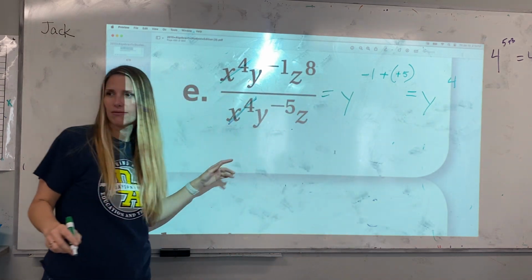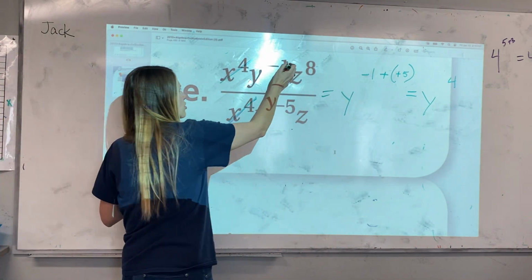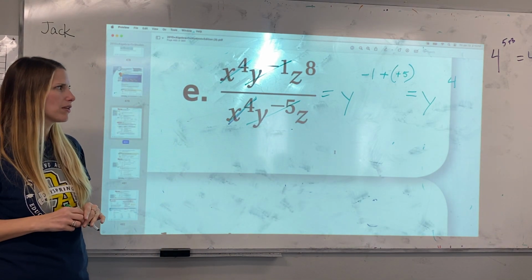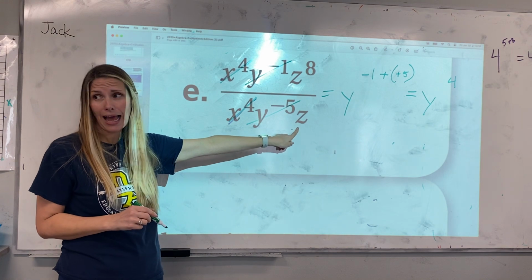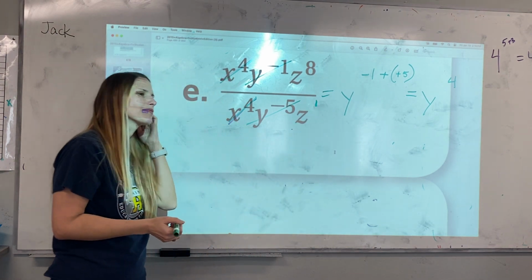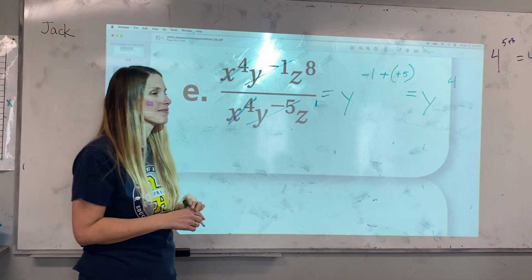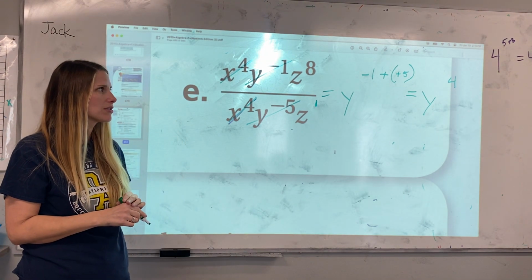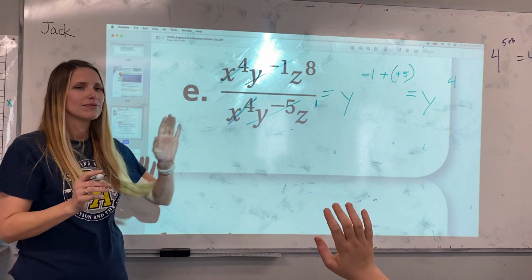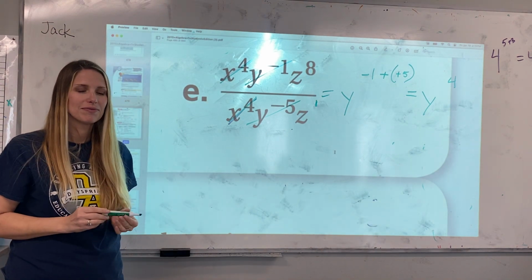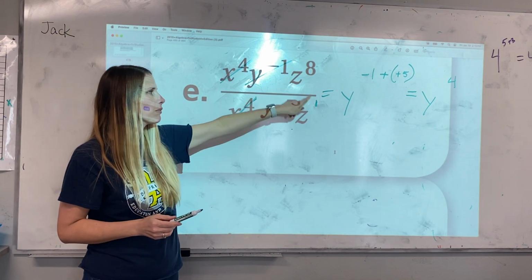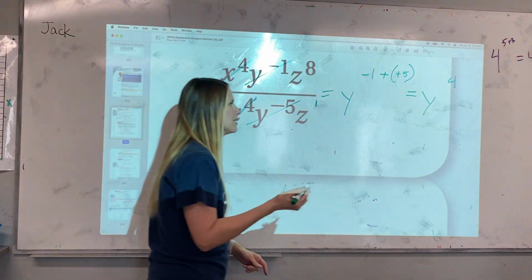Are we done? No, I haven't even finished. I just took care of my y's. What about my z's? Z has an exponent of 1 on the bottom, so you subtract and we get z to the power of 7.